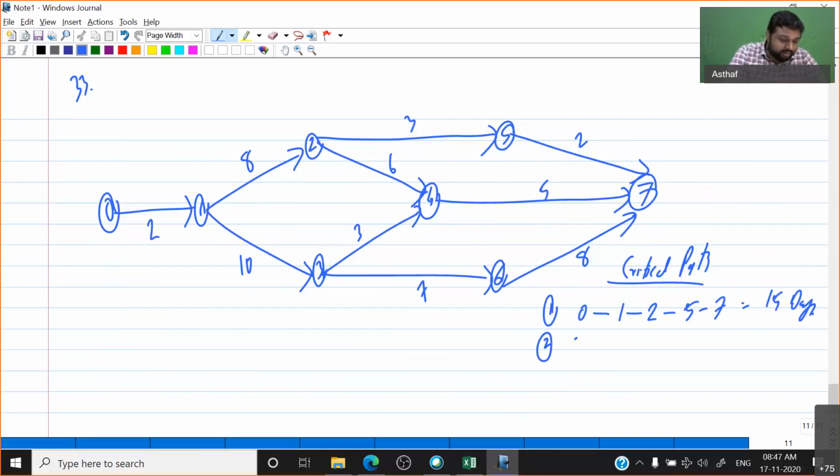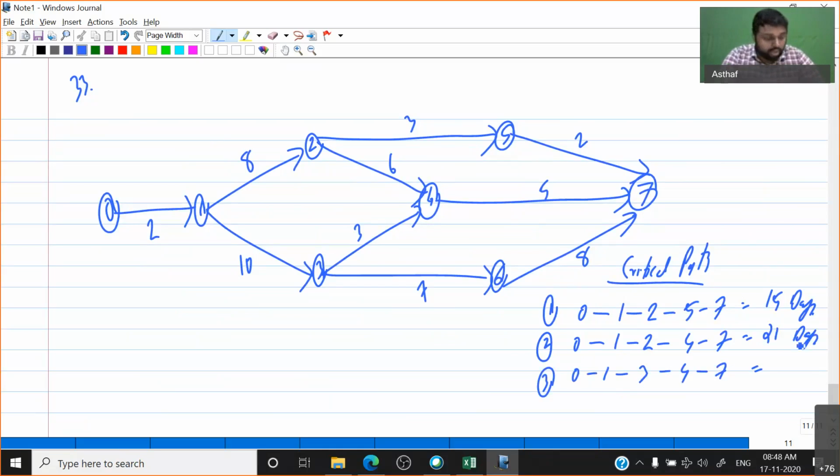What is next? 0 to 1, 1 to 2, 2 to 4, 4 to 7. So what will come? 2 to 0 to 1, we will have 10. 10 plus 6, 16. 16 plus 5, we will have what? 21 days.